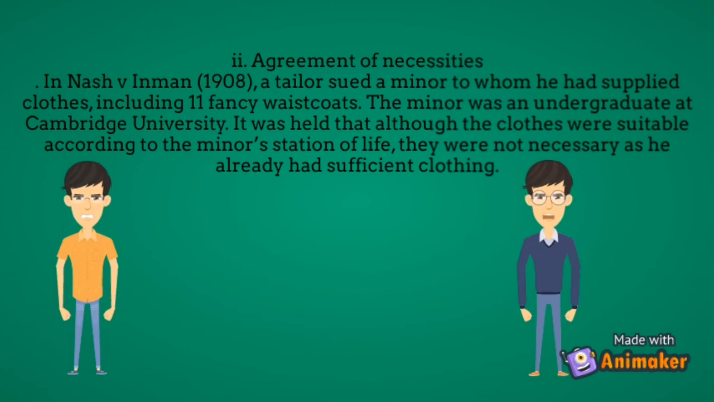2. Agreement of necessities. In Nash v. Inman, 1908, a tailor sued a minor to whom he had supplied clothes, including 11 fancy waistcoats. The minor was an undergraduate at Cambridge University. It was held that although the clothes were suitable according to the minor's station in life, they were not necessary as he already had sufficient clothing.